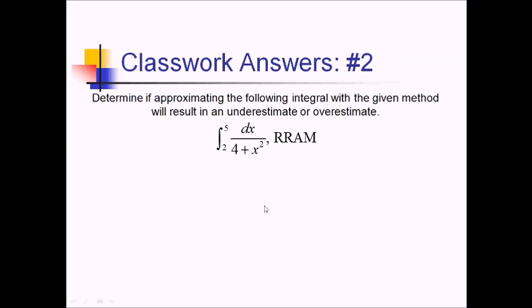On this problem, we want to know if RRAM is going to under or overestimate this integral right here. So to figure that out, we need to figure out if this is an increasing or decreasing function. I'm going to rewrite this function as f of x equals 4 plus x squared quantity raised to the negative 1. And now I'm going to take the derivative to see if I can figure out whether this is increasing or decreasing between 2 and 5.